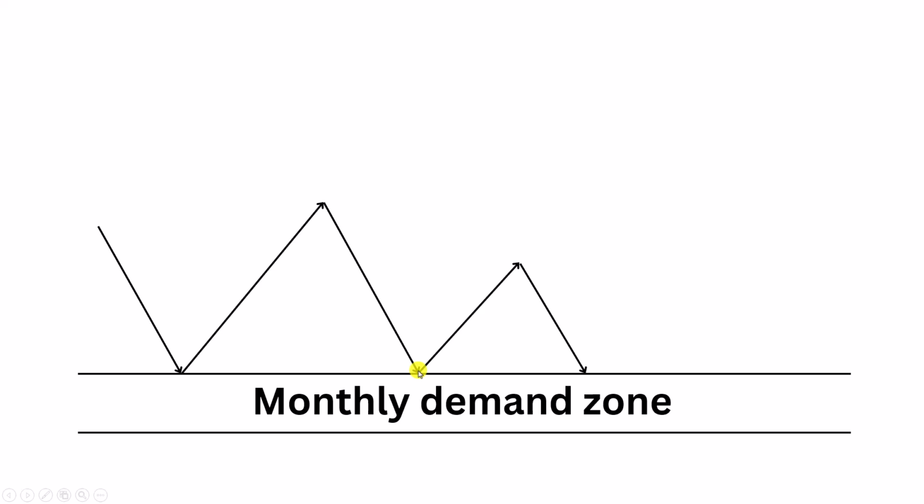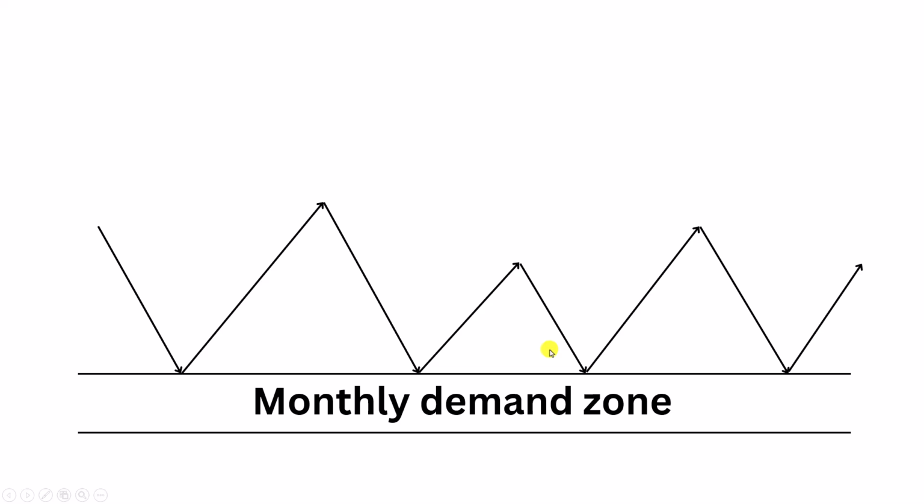So, the demand zone or supply zone of monthly time frame works 4 to 5 times. So, if the price comes here, you can take an entry, and if the price comes here, you can take an entry, and if the price comes here, you can take an entry, hoping that the price will go up. Now you must remember that monthly demand zones are stronger than the monthly supply zones.